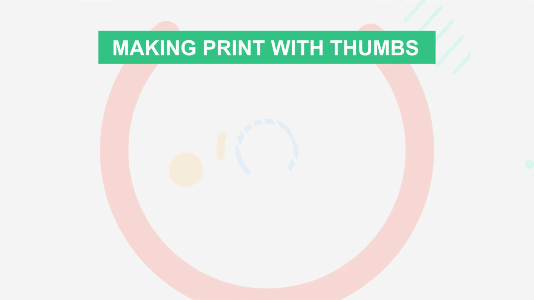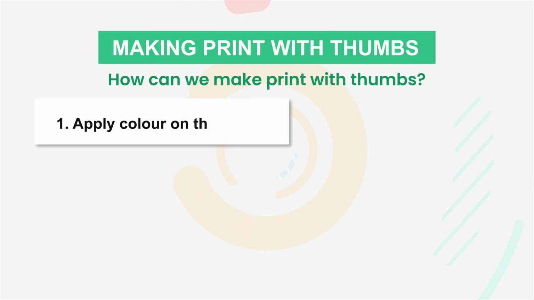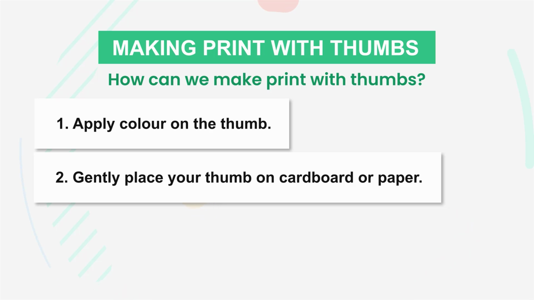Making print with thumbs. How can we make print with thumbs? Number 1, apply color on the thumb. Number 2, gently place your thumb on cardboard or paper.